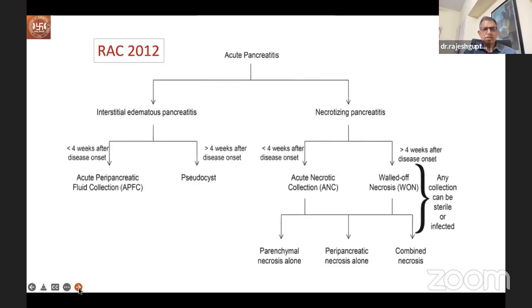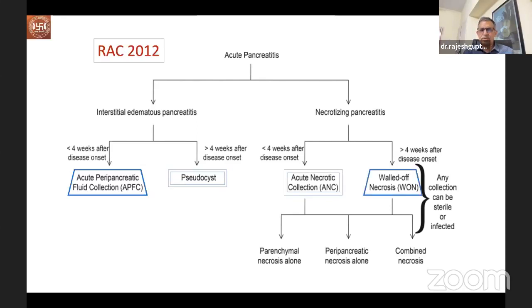So these are the two morphological subtypes of acute pancreatitis: interstitial edematous pancreatitis and necrotizing pancreatitis. If there is no necrosis in the pancreas, then it is interstitial edematous pancreatitis. If there is a collection within the first 4 weeks, it will be labeled as an acute peripancreatic fluid collection. However, the same after 4 weeks, when it gets encapsulated and localized and is homogeneous with a predominantly liquid component and no solid component, is a pseudocyst. The counterpart of this in necrotizing pancreatitis is acute necrotic collection and walled-off necrosis. And all these collections can be either sterile or infected.